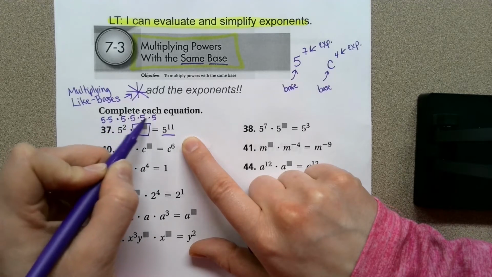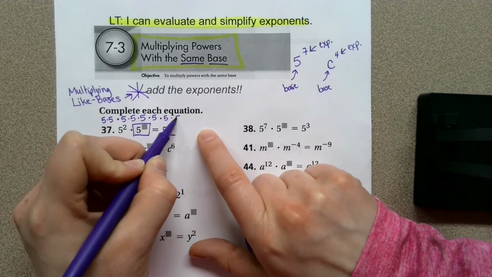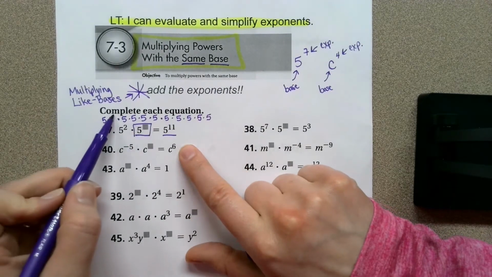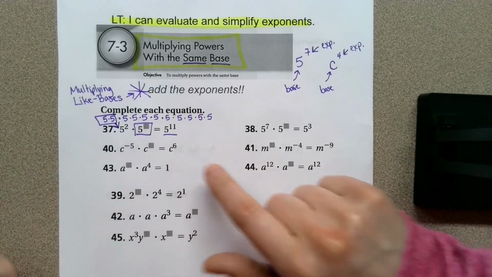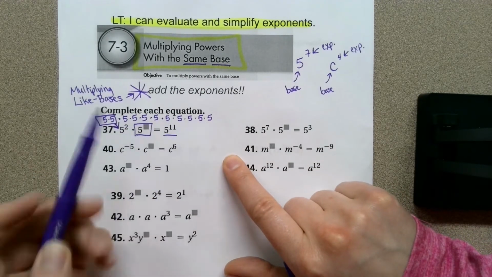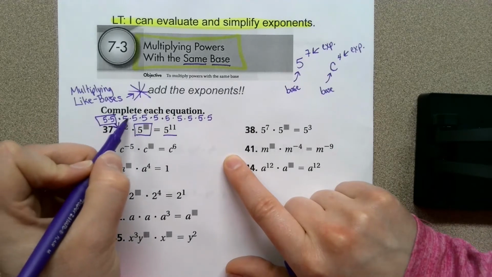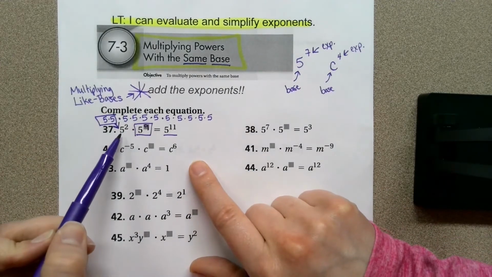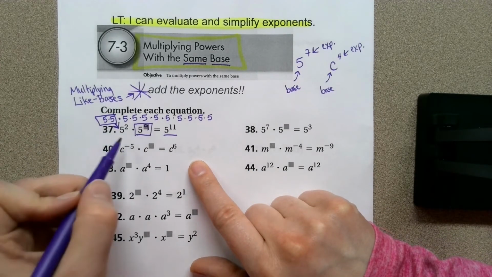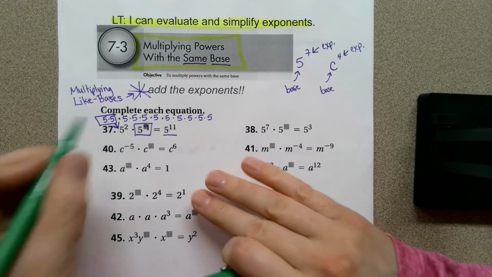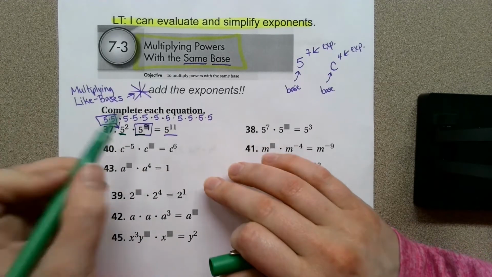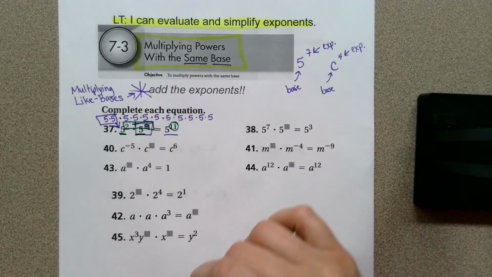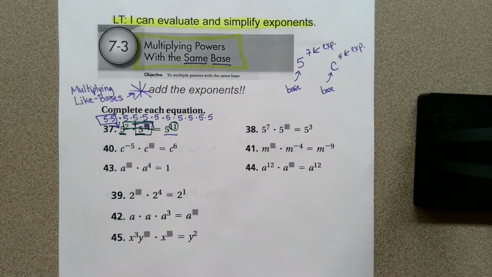1, 2, 3, 4, 5, 6, 7, 8, 9, 10, 11. 2 of them were from that 5 squared, so the others have to go to the second term. 1, 2, 3, 4, 5, 6, 7, 8, 9. And you'll see here that 5 squared times 5 to the 9th, notice how they are like bases, the 5 and the 5. So what we would do is add their exponents of 2 plus 9, which gives us the 11.